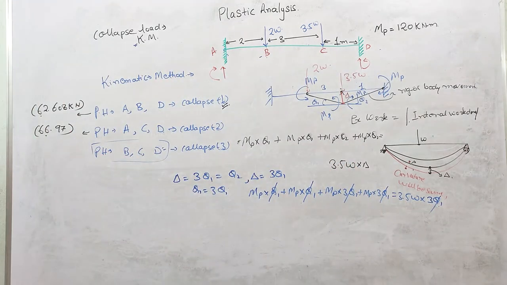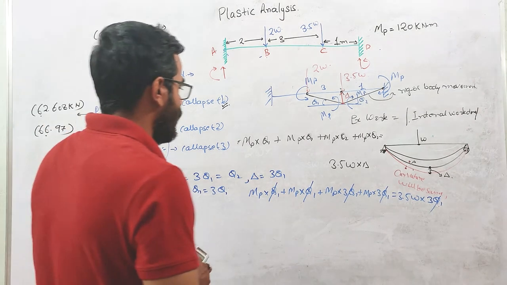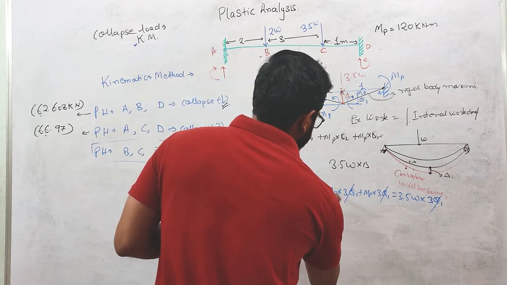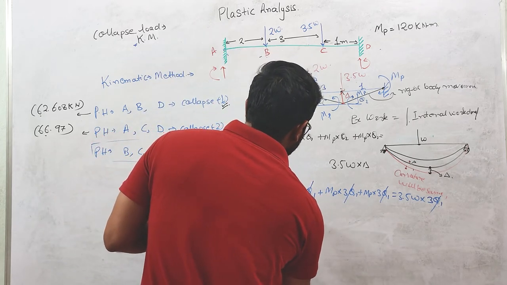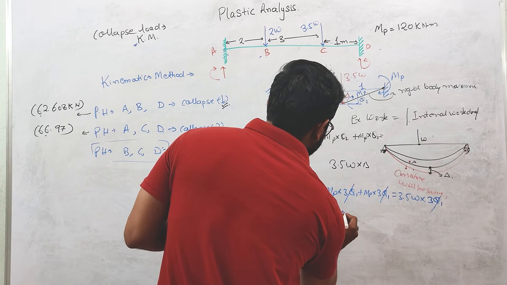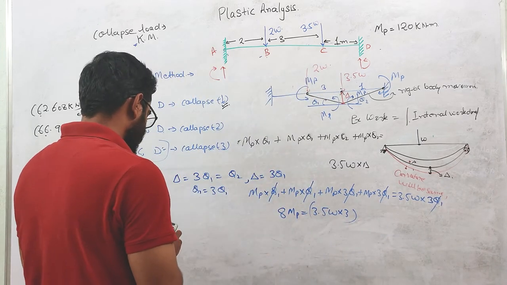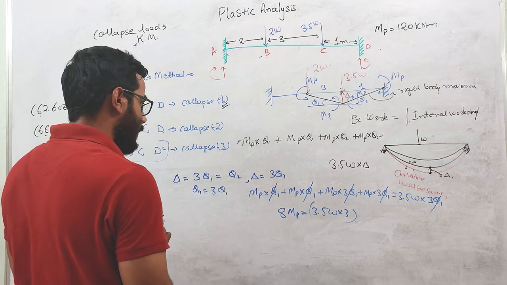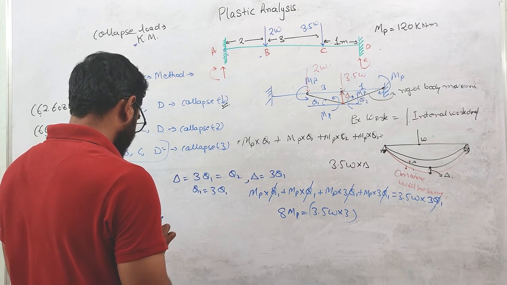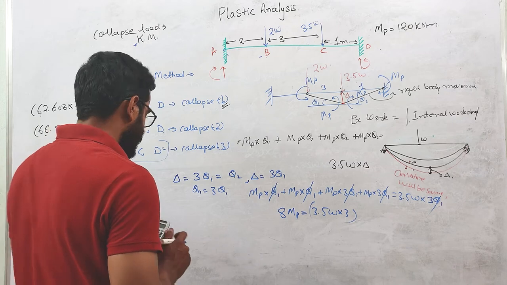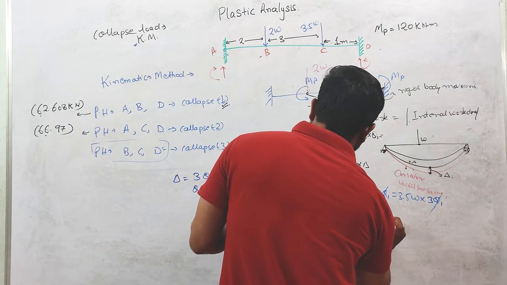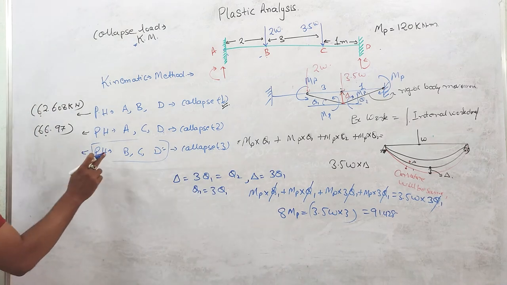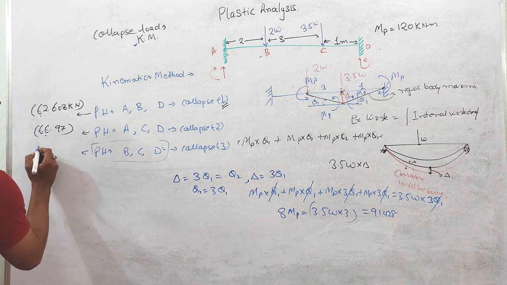So the final value of the collapse load will be: 68 MP will be equal to 3.5 W into 3. So 8 into 120 divided by 3.5 into 3. This value comes out to be 91.428. So the collapse load when the plastic hinges are formed at B, C, D is equal to 91.428.